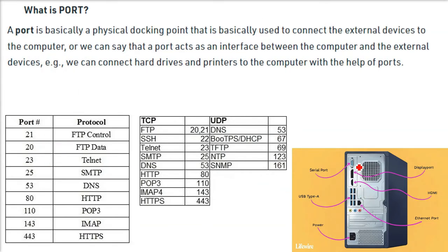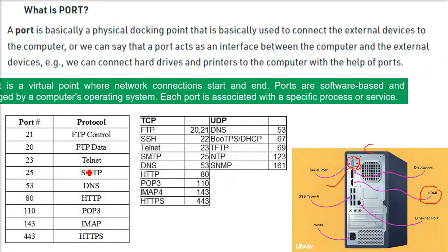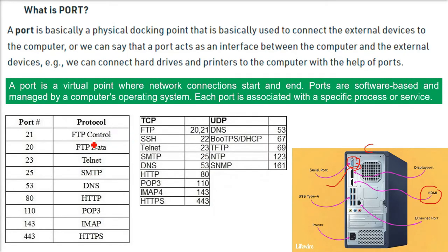So a port is basically a physical docking point that is used to connect external devices or peripheral devices to the computer. And we can also say that a port acts as an interface between the computer and the external device. That is, we can connect hard drives, printers, scanners, and so many other things using the ports. But now the port I am talking about can have a different answer.